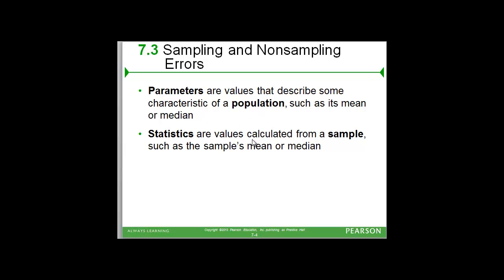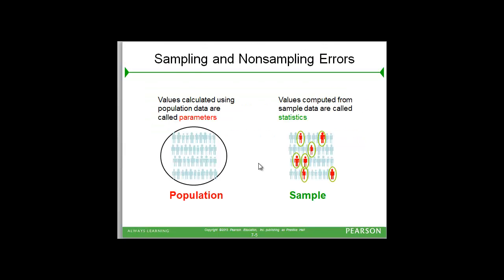Statistics are the values calculated from a sample, such as the sample mean, x bar, right? We use x bar to represent the sample mean. So x bar is a sample statistic. Once again, values calculated using population data are called parameters, and values computed from sample data are called statistics.